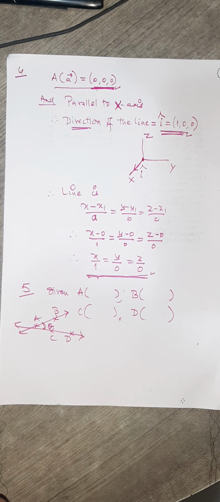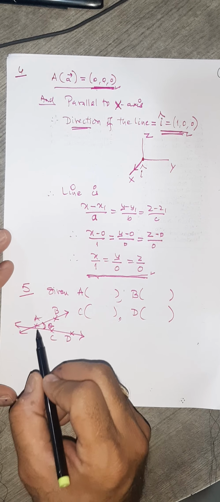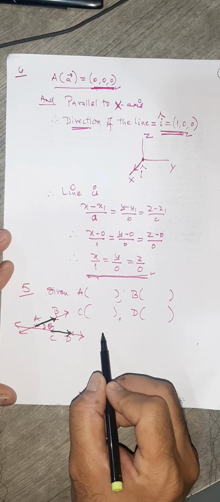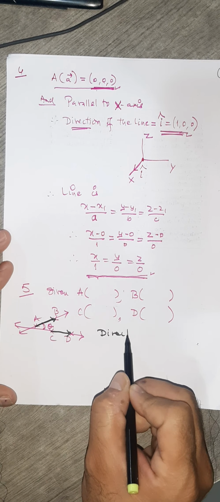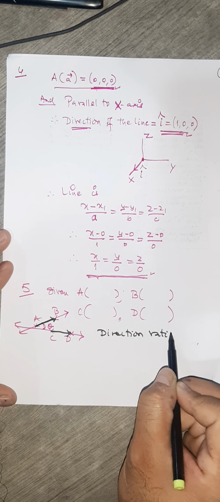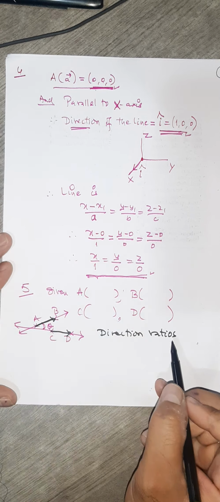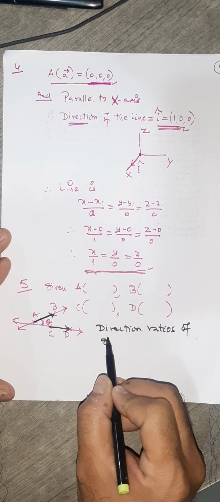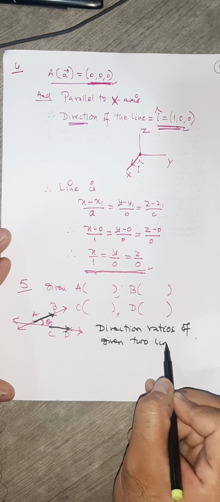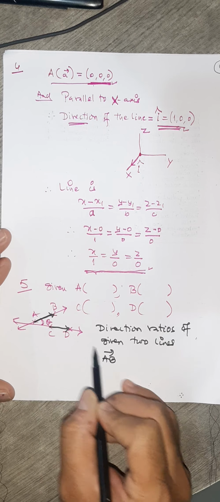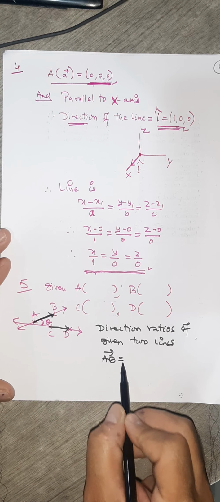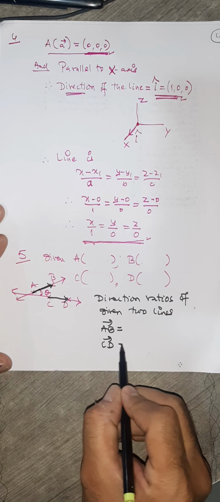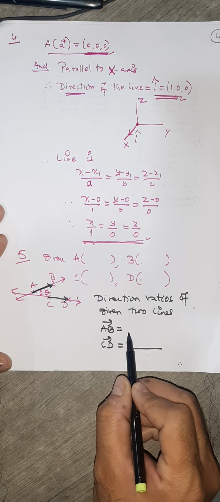Do you remember what you need to find here? The direction cosines or direction ratios or just direction. So we need to get the vector AB, vector CD. So direction ratios, it is same as directions, remember. Direction ratios or directions of given two lines will be here vector AB, that is this. You know how to do this. This minus this. Vector CD, this also you know how to do. This minus this. Get this.